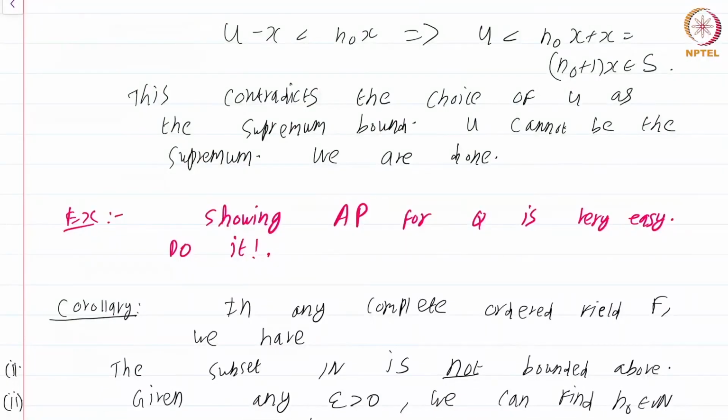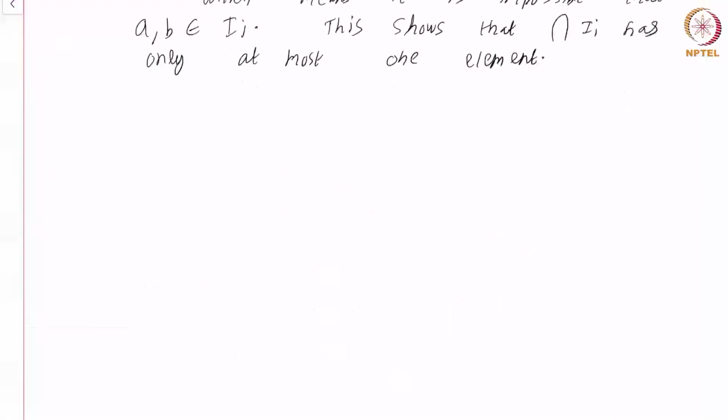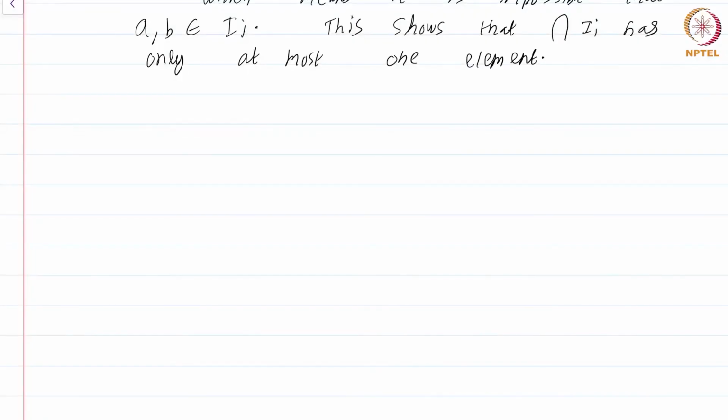Now, since you need both, the question arises, are there ordered fields that satisfy the Archimedean property but not the nested intervals property, and vice versa? Now, we will not supply examples here. In the notes, I have referred to a paper in which this is discussed at great length.